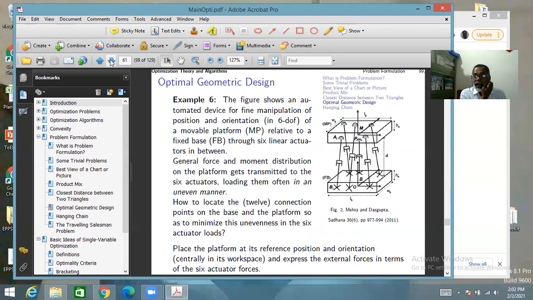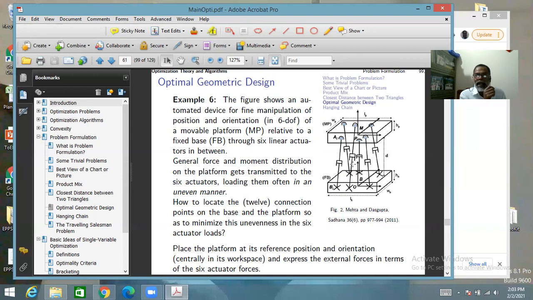Now, a little serious, difficult problem taken from a paper actually. Okay? This figure shows an automated device for fine manipulation of the position and orientation of a platform relative to a fixed base. Okay, and you have 6 extensible legs where you have linear actuators. Now, when there are some external forces and moments on the platform, the linear actuators will accordingly get loaded.